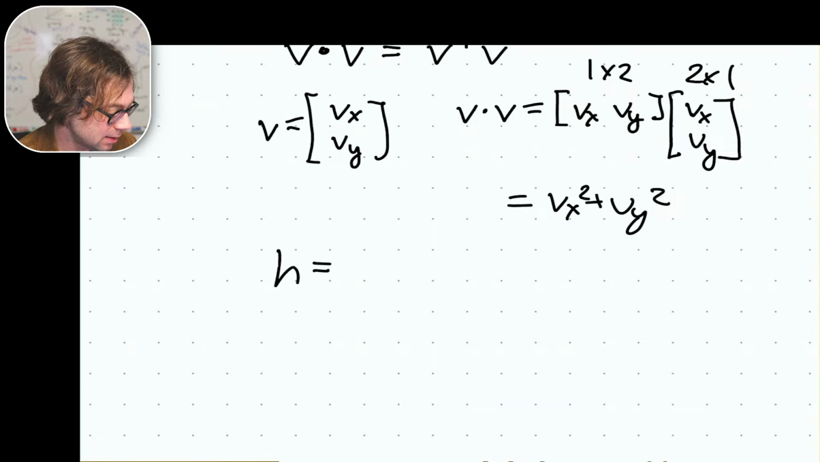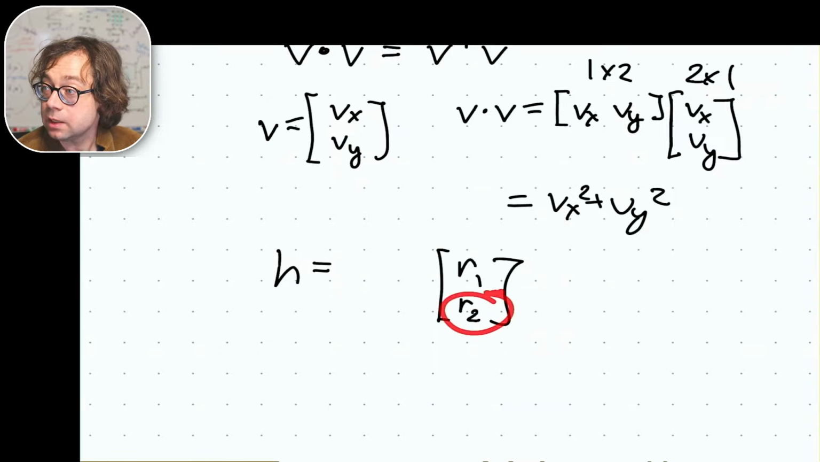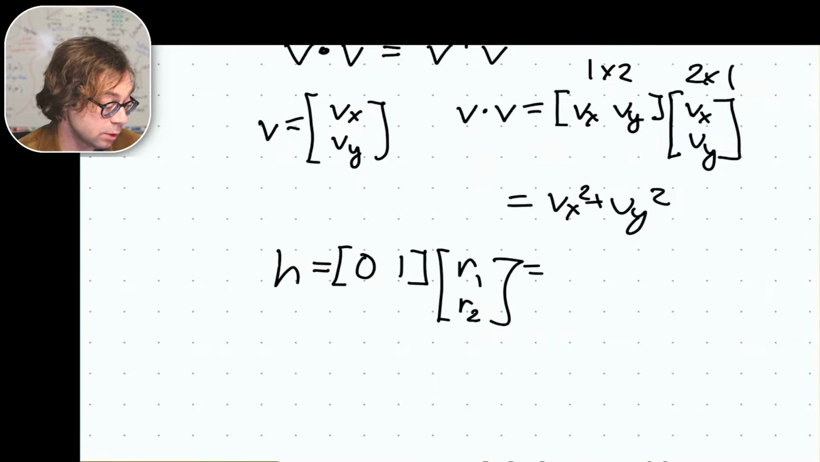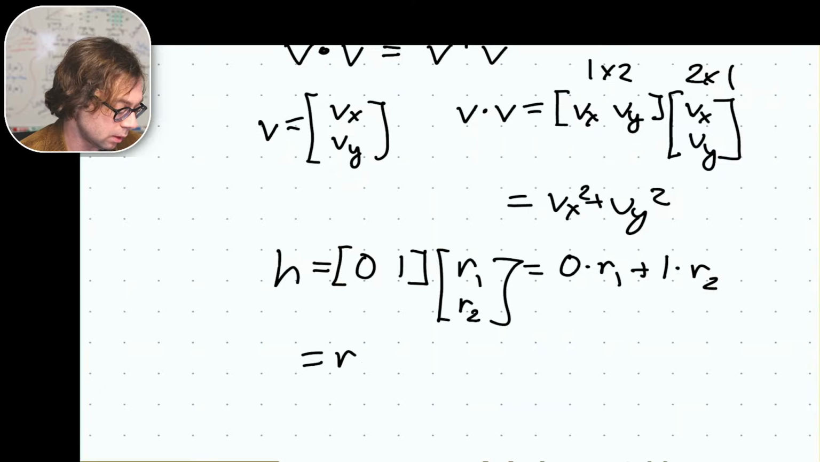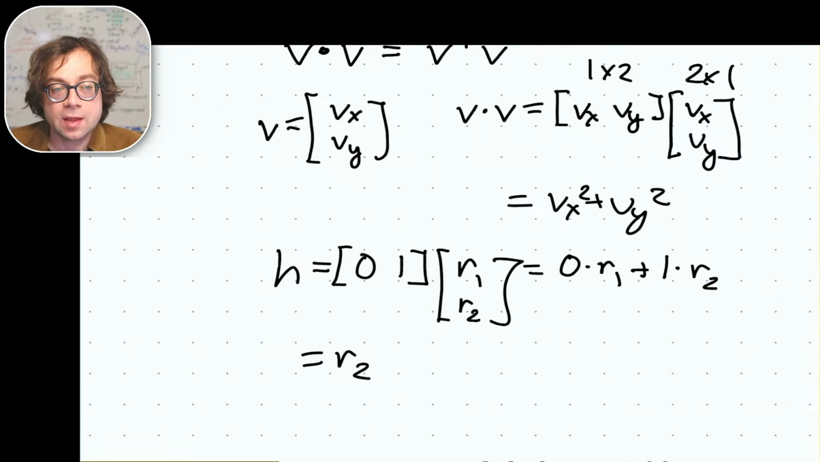So our height, if we want to just pull out of, you know, r1 and r2, where r2 is our height, what we can do is multiply by a row vector 0, 1. What will this turn into? This will turn into 0 times r1. That's good because we don't care about r1. Plus 1 times r2. Perfect. So our height will then equal r2. That's going to be our y position, right? Okay. So let's do that.